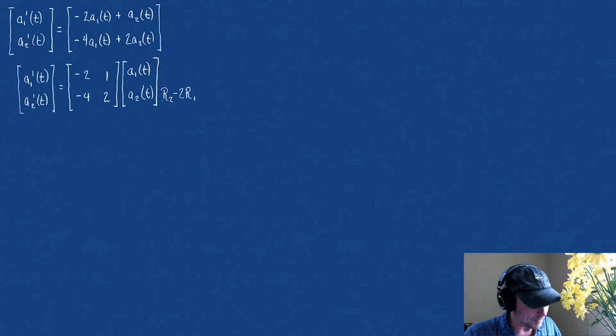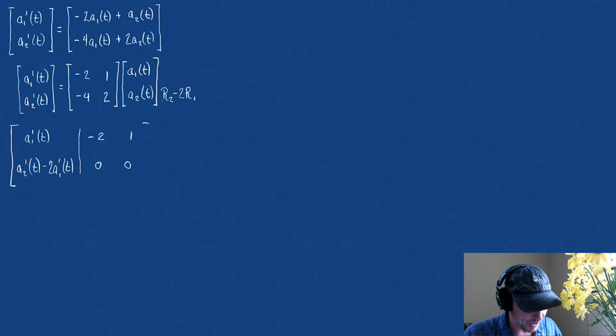So my augmented matrix is going to become a1 prime of t, minus 2, 1, and then I'm going to get an a2 prime of t minus 2 a1 prime of t. Okay, that's a lot. I'm going to scoot those over. -2 and 1. And then what I'm going to have is 0, 0. There's my augmented matrix. Well, what does this tell me? If I have 0, 0 on that bottom row, then that means that a2 prime minus 2a1 prime has to be 0. So this says that a2 prime of t minus 2a1 prime of t has to be 0.